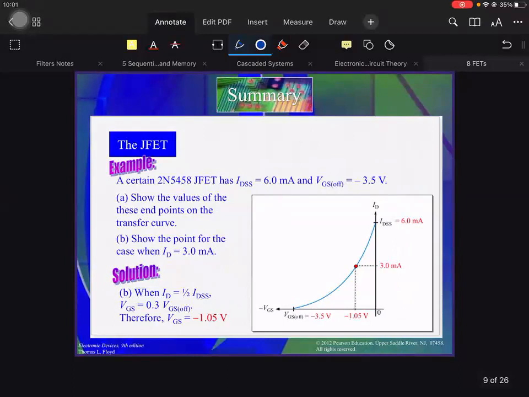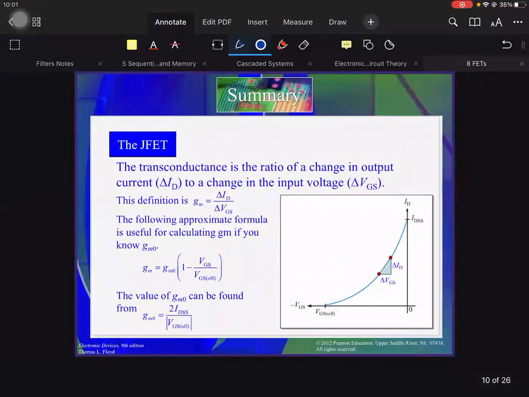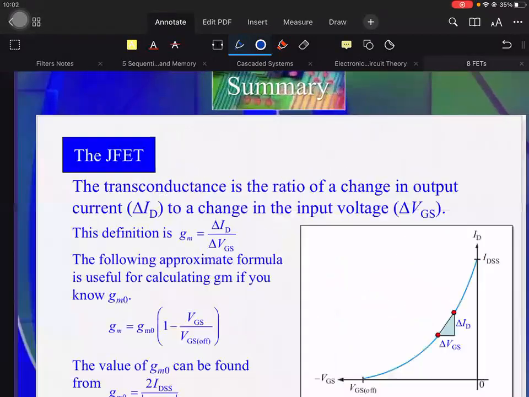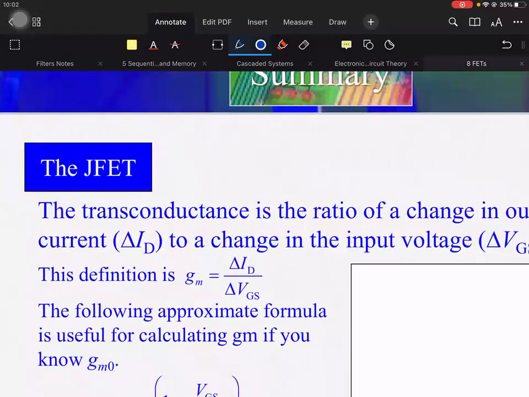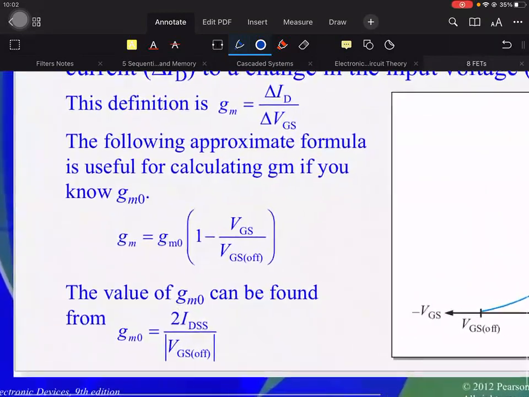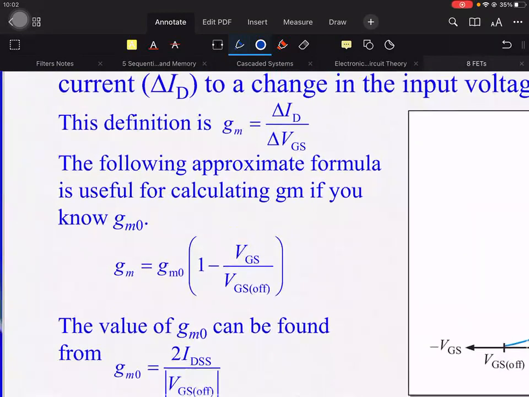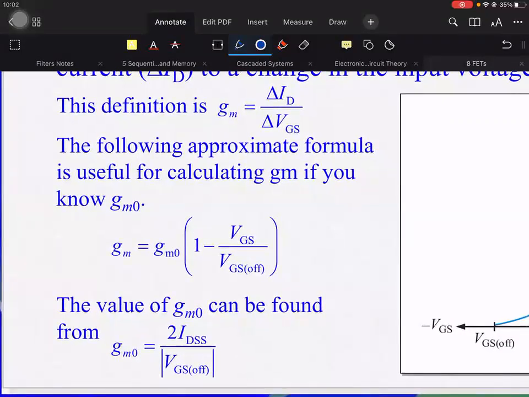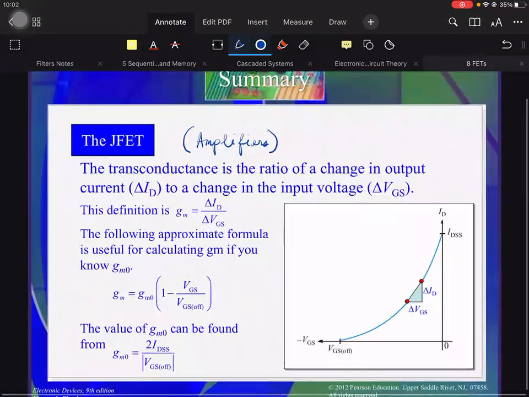Skip the example. Okay, so we also have another parameter that is very useful to us in analyzing JFET amplifiers. The transconductance is important in the analysis of JFET amplifiers. I think we derived it from the Shockley equation. We have this variable GM, the transconductance. The transconductance is the ratio of the change in output current ID to the change in input voltage VGS.